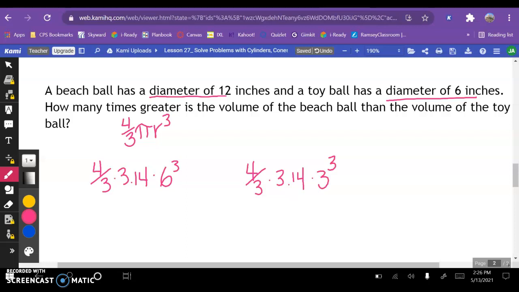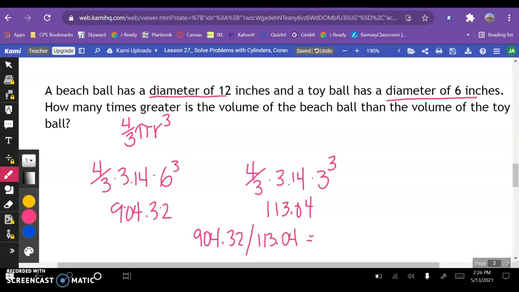So the first one, if I type that in my calculator, I get 904.32. And the last one with a radius of 3 is 113.04. So I want to divide to figure out how many times larger the beach ball is. So 904.32 divided by 113.04 is 8 times larger. So the beach ball is 8 times bigger than the toy.